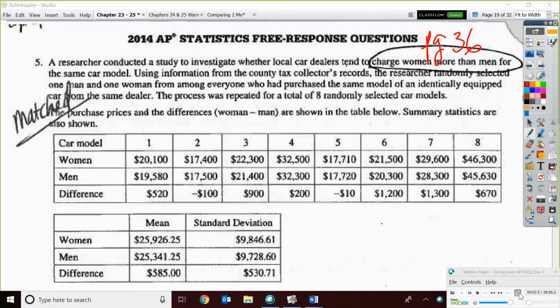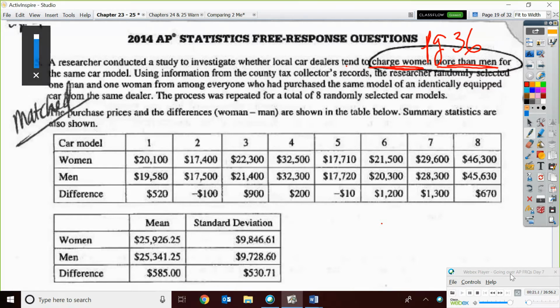So here we are on page 30. Here we are on page 36 in your packet, and what we have is a situation where the researcher thinks that women have to pay more than men for a particular car model.